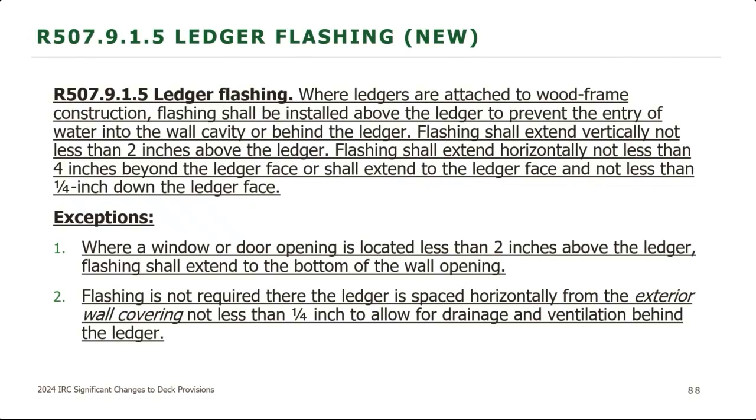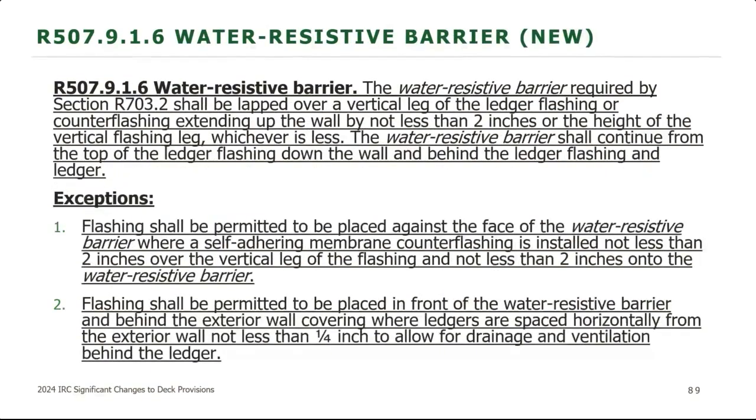So that's the ledger flashing itself. There's also a requirement here for the water resistant barrier. So that water resistant barrier that's on the house shall be lapped over the vertical leg of the flashing or the counter flashing and extending up the wall not less than 2 inches or the height of the vertical flashing leg, whichever is less. So if you do have a window or a door there where that vertical flashing leg is shorter than 2 inches, again, that water resistant barrier just has to at least cover that.